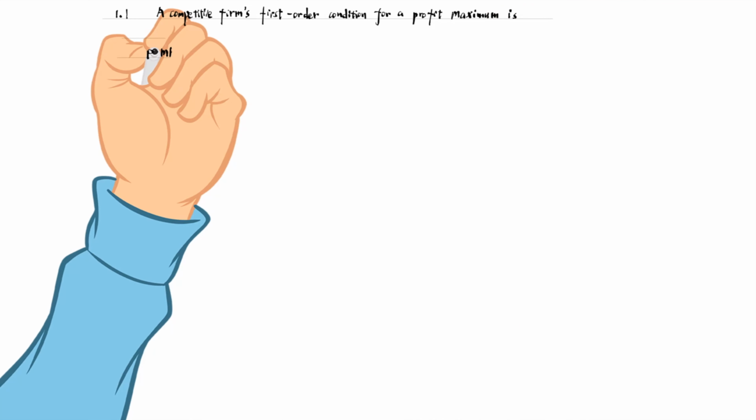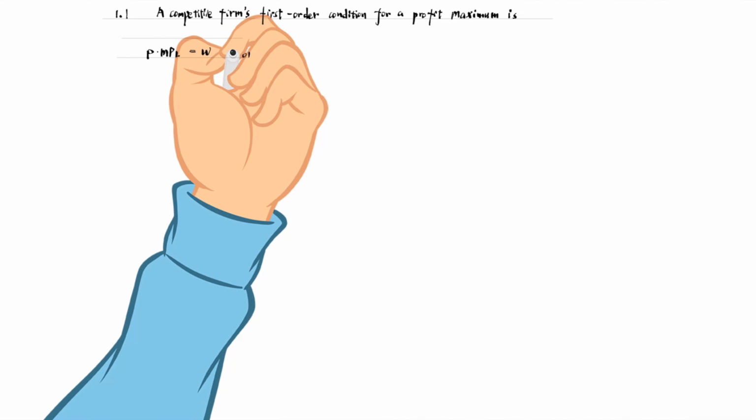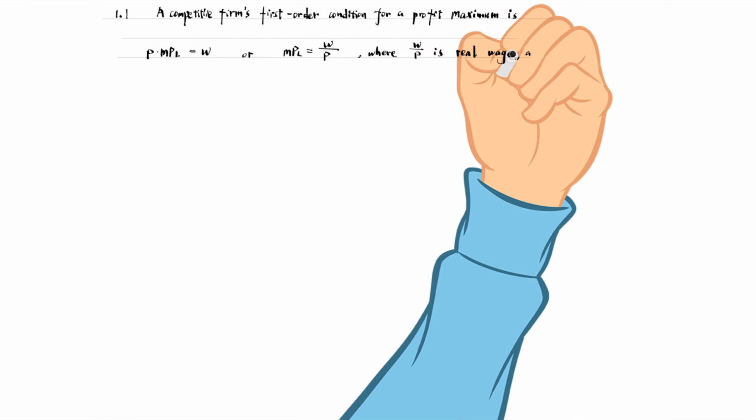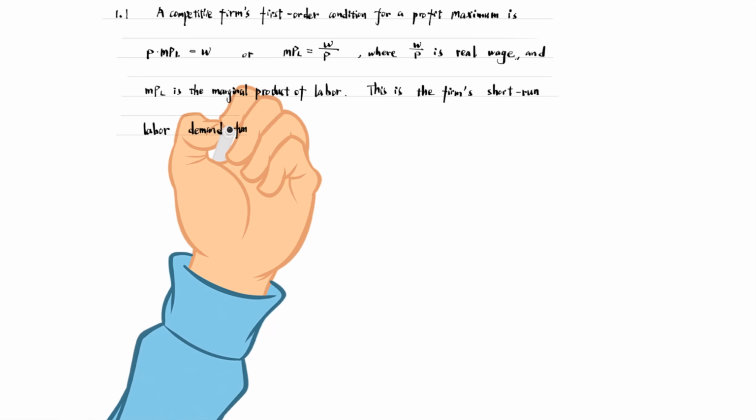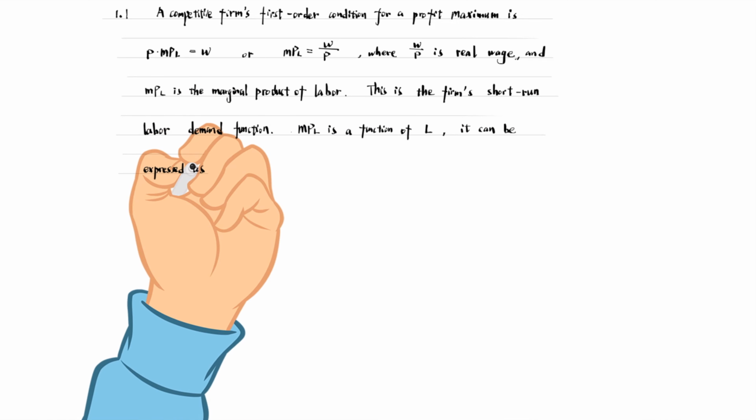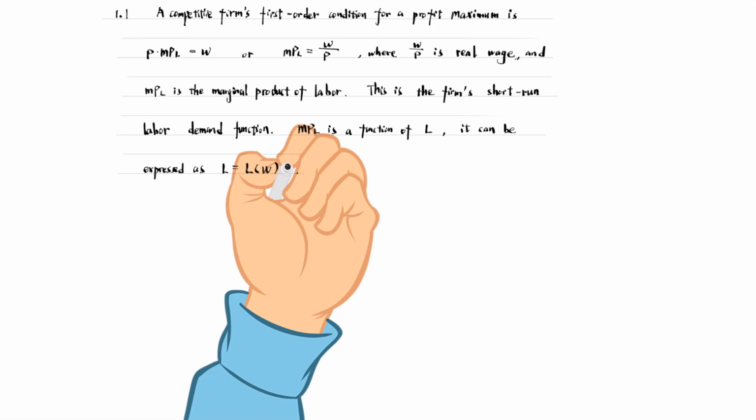A competitive firm's first-order condition for a profit maximum is the marginal revenue product of labor equals the marginal cost of labor. In a competitive product market, marginal revenue equals the market price. So we can write the value of the marginal product of labor equals the marginal cost of labor. Or by defining the real wage as W over P, we can write the marginal product of labor equals the real wage. This is also the firm's short-run labor demand function, because the marginal product of labor is a function of labor. It can be expressed as a function of labor and wage. It tells us how the firm's demand for labor changes when the wage changes.